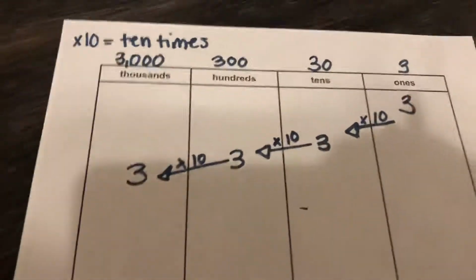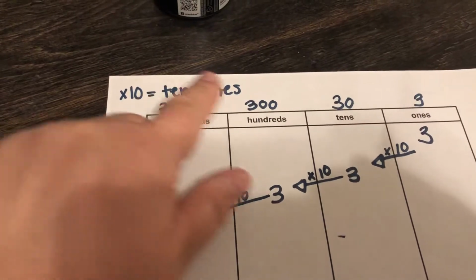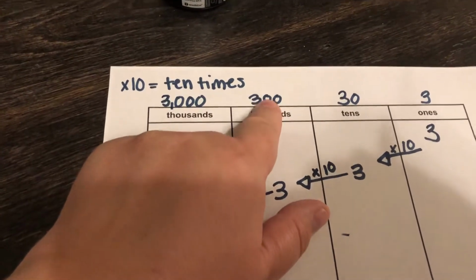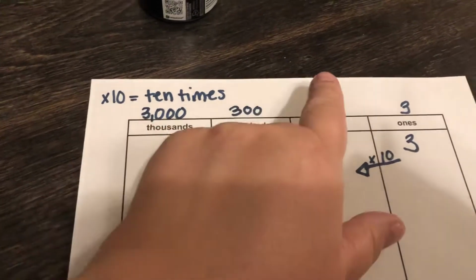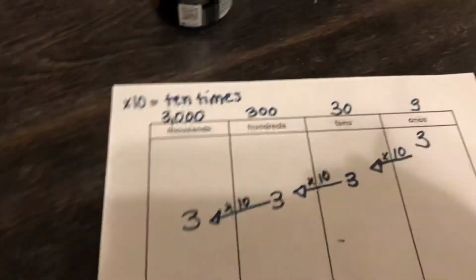And if we're moving to the left, 3,000 is 10 times more than 300. 300 is 10 times more than 30. And 30 is 10 times more than 3.